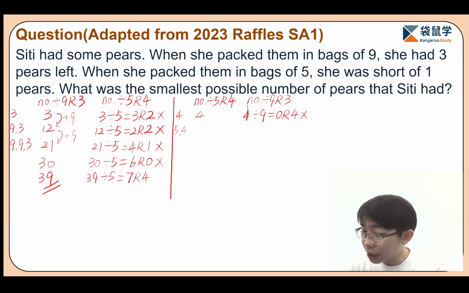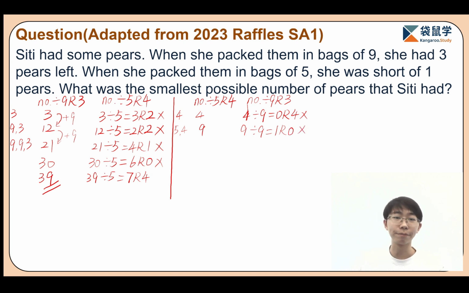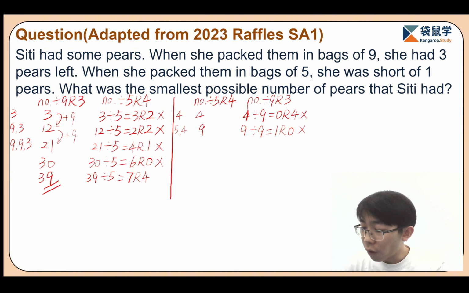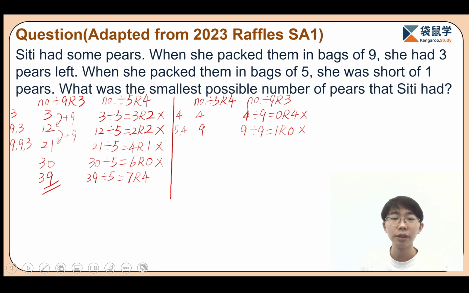So the sum here should be 9. Now 9, when divided by 9, gives us 1, the remainder is 0. So again, it does not satisfy our constraint. Then, you see, from 4 to 9, we add a 5. So from 9 to the next one, similarly, you add an extra 5.